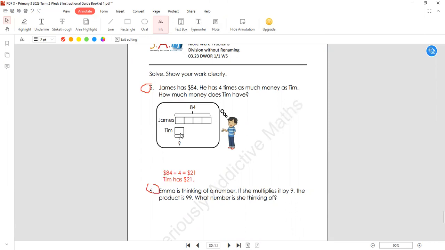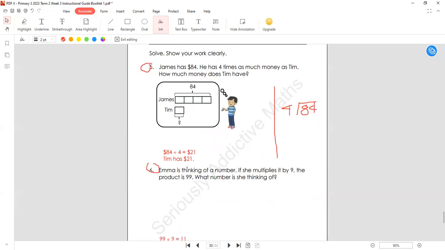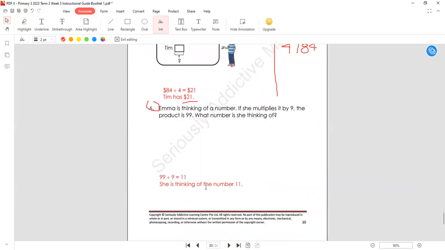Tim is 1 unit. For this, remember to get them to do the working. Always working on the right. Make sure that they do the working, then they write the equation, they do the working, and then the answer, the statement. Do C as well.